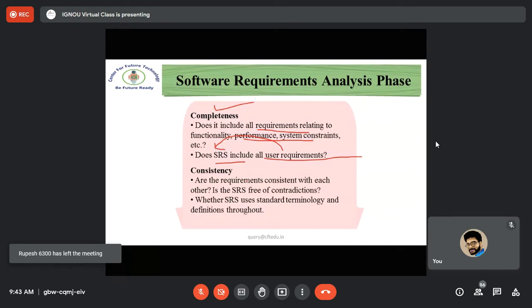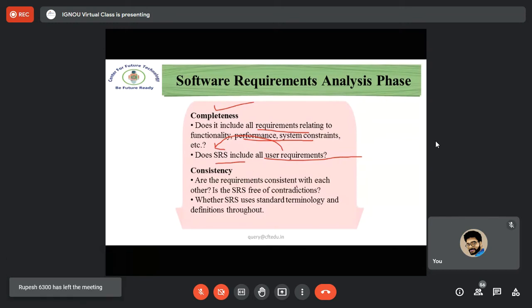Consistency. Are the requirements consistent with each other? Is the SRS free of contradiction? Because sometimes certain contradictions arise in the legalities and customer expectations. So we have to ensure that the requirement document is consistent. Does the SRS use standard terminology and definitions of the software? All these things must be documented so that the people in the maintenance phase can manage things in the near future of the software development lifecycle.